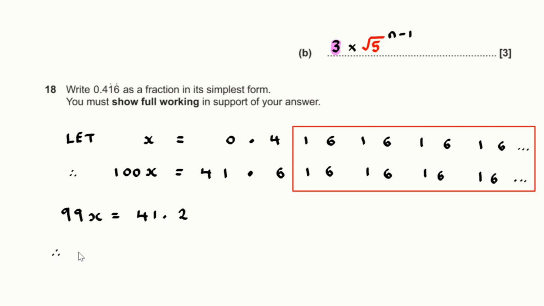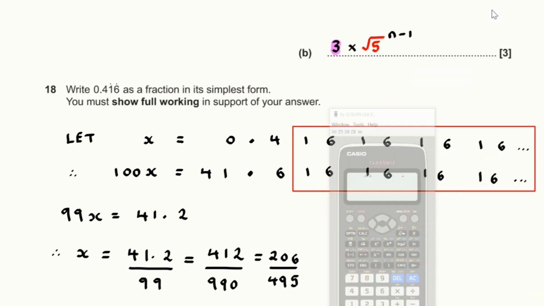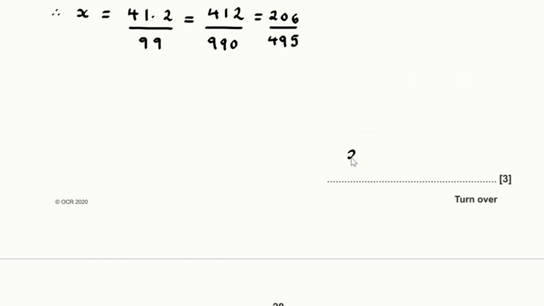And so therefore, x is equal to 41.2 divided by 99, which is 412 divided by 990, which simplifies to 206 over 495. So we've got 206 divided by 495.